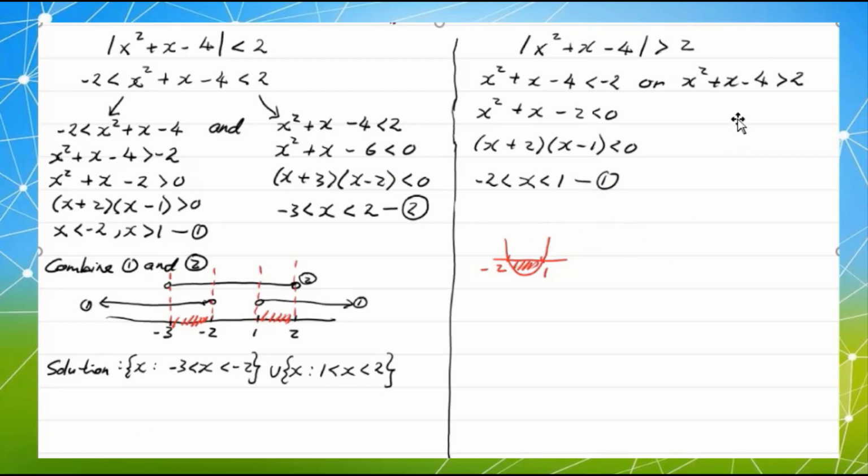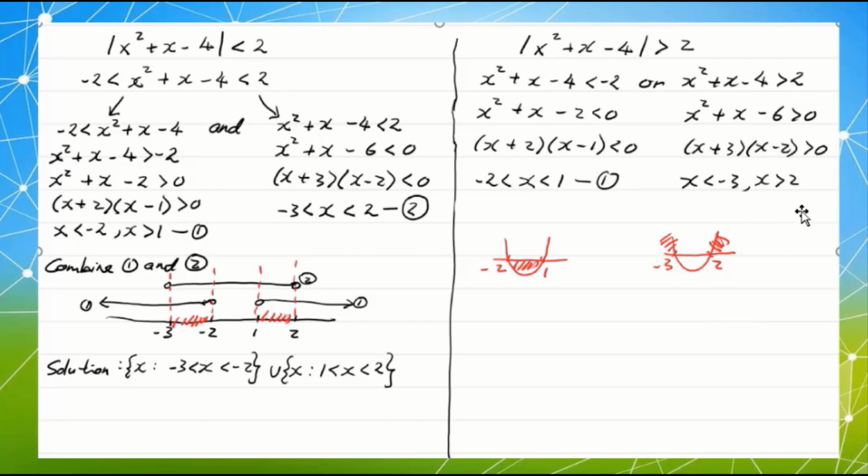Next, we go to the second inequality. First, we try to simplify the inequality by shifting all the terms to the left. Then we factorize the quadratic. Then by using the U shape of the quadratic, since it is greater than 0, we find that x is less than -3, or x is greater than 2. So this is the second inequality.